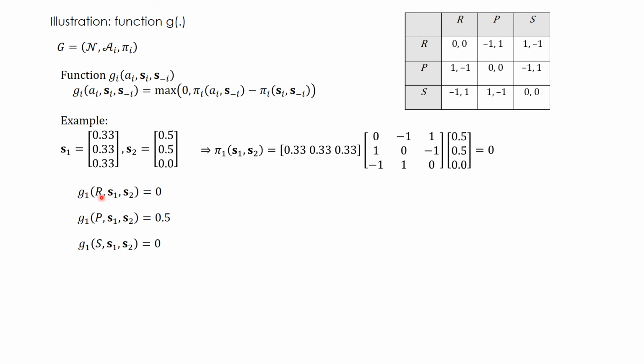So here are the three values of G1 for each action of agent 1: R, P, and S. In fact, what do these values tell us? That playing paper is good, right? Because it has a positive value here. But playing rock and scissors are not so good. In other words, instead of playing this S1, if we nudge this mixed strategy towards paper, then maybe it'll yield a slightly higher payoff.